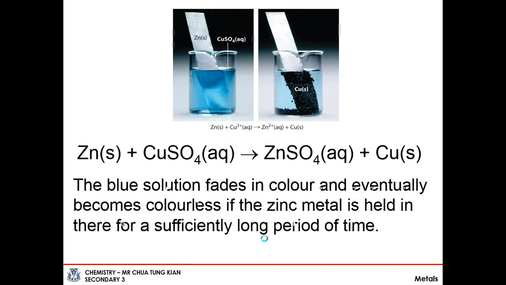So as the reaction proceeds, the blue color solution slowly fades in color. Eventually, when all the copper 2+ has been displaced as copper, it means that there will be no more Cu2+ left. Because the blue color of the solution is from the Cu2+, the solution will become colorless. Okay, so this only takes place if the zinc metal is held in there for a very long period of time and the copper at the bottom here is continuously scraped off to expose more zinc for the reaction to take place.